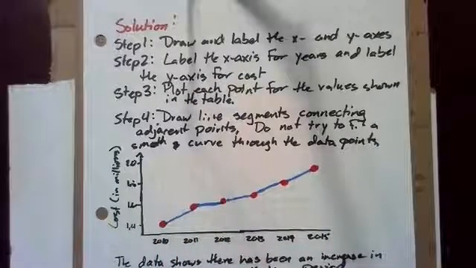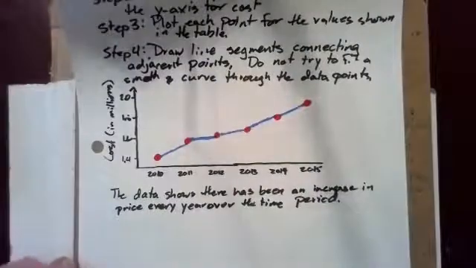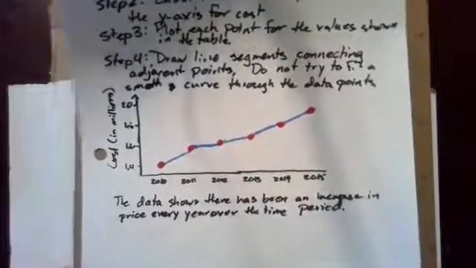And then in step four, we draw line segments connecting adjacent points. We do not try to fit a smooth curve through the data points. We just want to draw line segments. So I've drawn my line segments in blue. And the data shows that there has been an increase in price every year over the time period we're looking at.